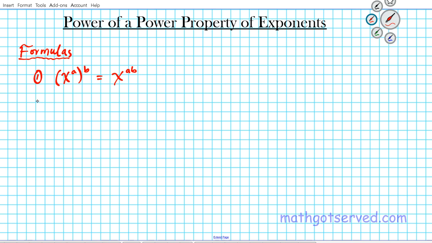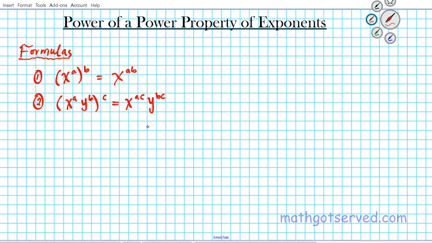Now what if the power that we're talking about in the parentheses involves the product of two powers? So let's say you have x to the a times y to the b, and we have the product of powers here with different bases raised to the power c. In this case, you just simply distribute this power on the outside to the powers in the parentheses. So you have x to the ac, y to the bc.